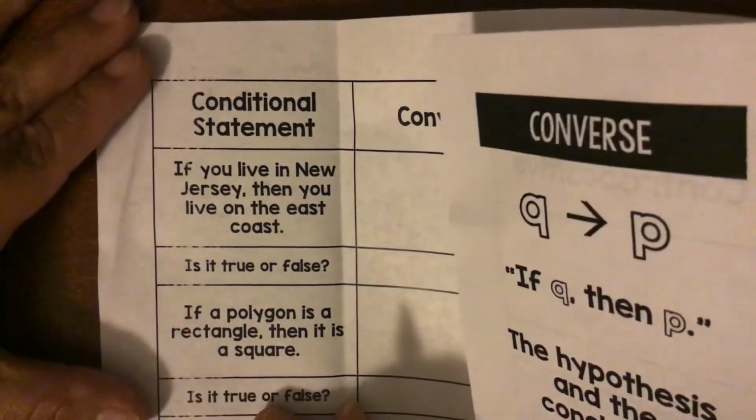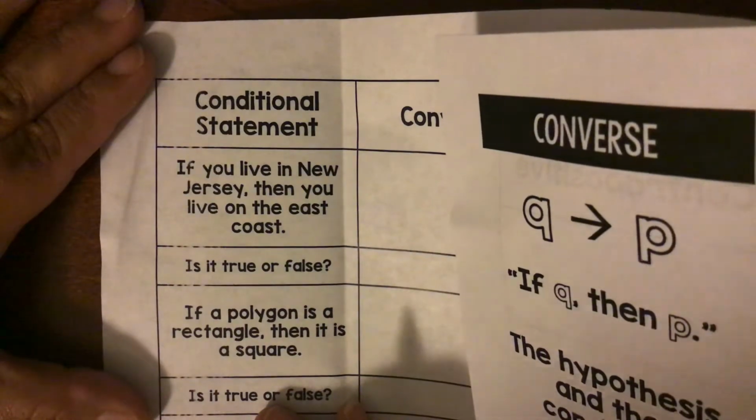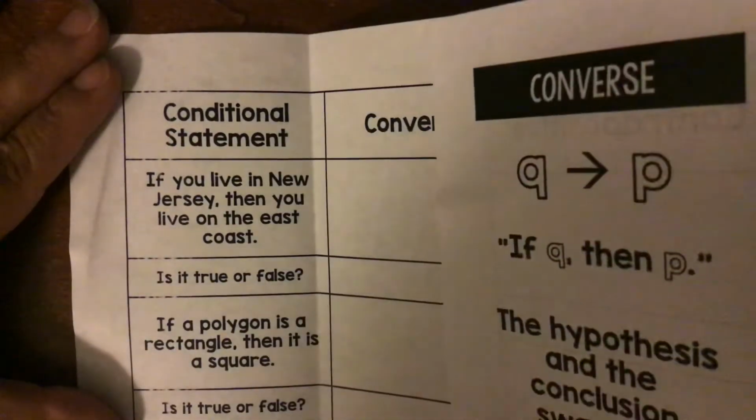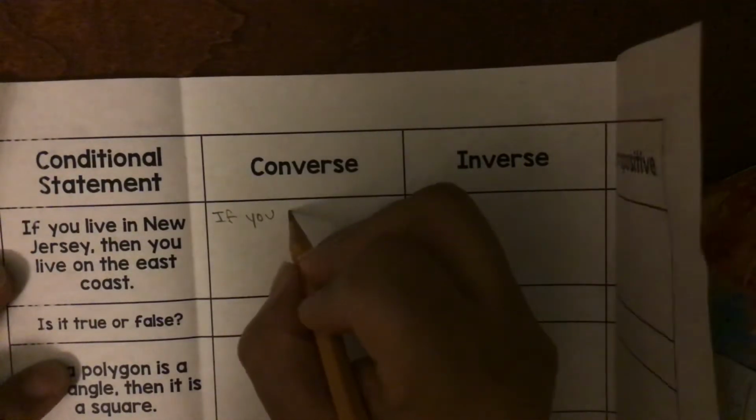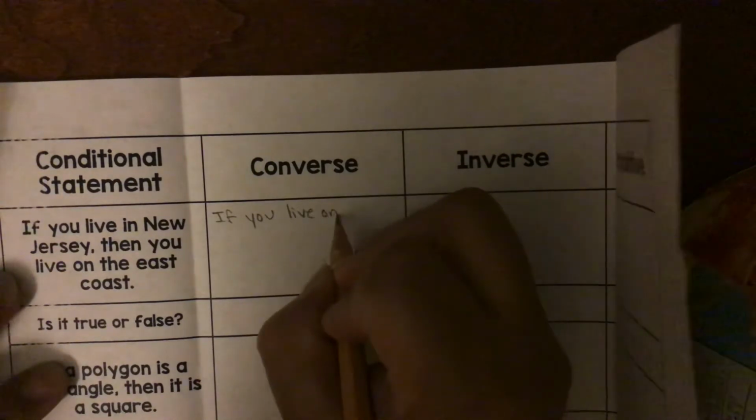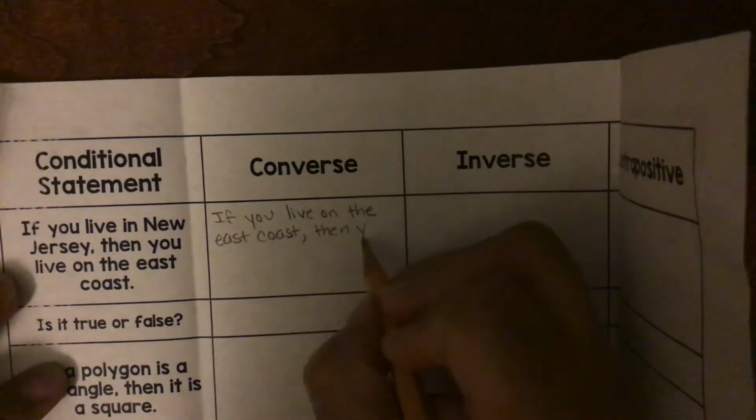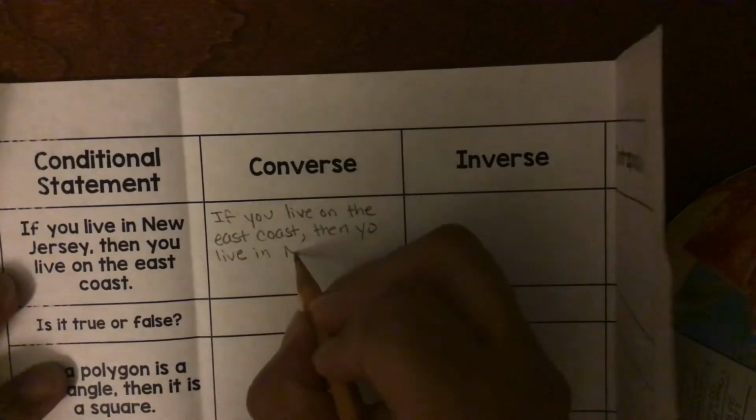And so if we look inside, this statement says, if you live in New Jersey, then you live on the East Coast. So what we need to write is, for the converse, it would be if you live on the East Coast, so you change the order, comma, then you live in New Jersey.